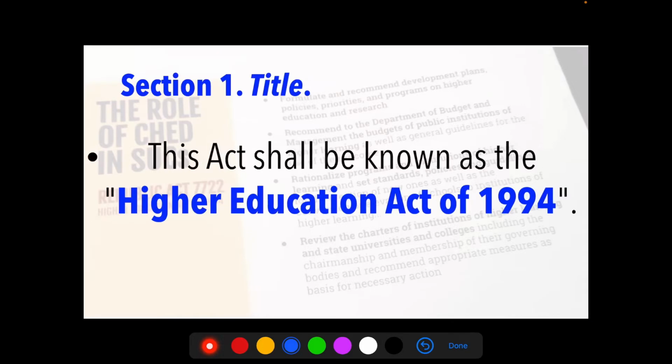So let's have first Section 1, the title. The title of this act is the Higher Education Act of 1994. This was approved by the President of the Philippines, who was then President Fidel V. Ramos, and the CHED was created on May 18, 1994, through the passage of Republic Act 7722, or, again, the Higher Education Act of 1994.